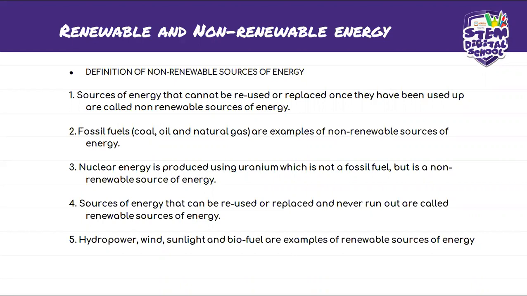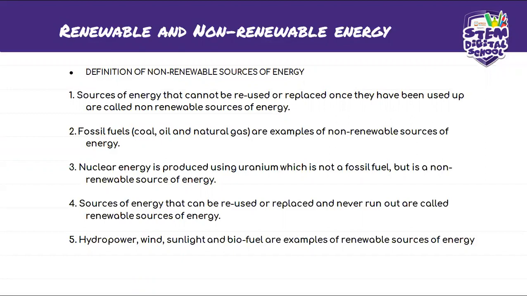Now, we look at nuclear energy. We said it's produced using the nucleus of an atom. So here, they use uranium. Remember, uranium is a type of element on the periodic table. Now, this one is not a fossil fuel, but it's a non-what? Renewable source of energy.